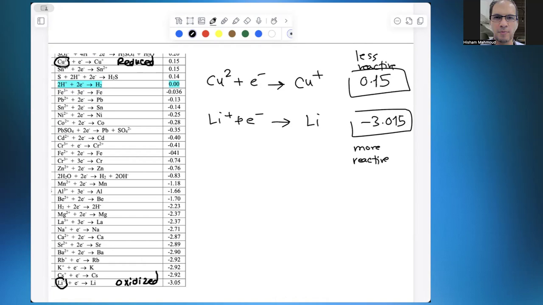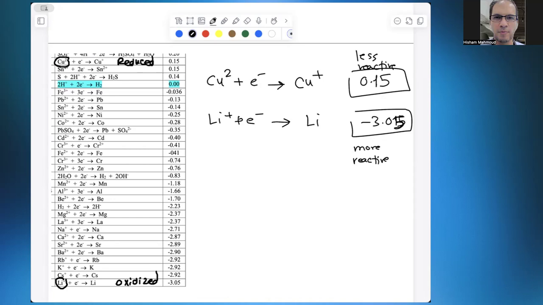So if we put this together, one of them will be oxidized and one of them will be reduced. But what is the value of 0.15? What is the value of negative 3.05? How did I get this value? How did I know that copper alone is plus 0.15 and lithium alone is negative 3.05? How did I know these values?